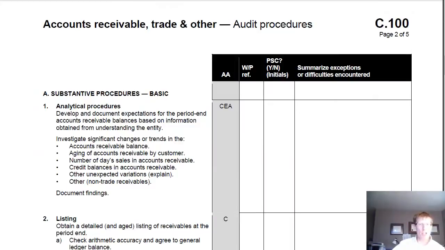Here we are on the second page, and now we're actually getting to our substantive audit procedures. Now these are our basic audit procedures, and let's just kind of run through these to make sure that you understand or get a feel for the types of procedures that you'll be performing. Our first procedure here is an analytical procedure, and it basically says develop and document an expectation at the period end of the accounts receivable balance. So we'll compare those expectations against our actual results, and we'll investigate any significant changes or trends in the accounts receivable balance, the aging of our accounts receivable by customer, and our accounts receivable turnover, as well as any credit balances in our accounts receivable. And then finally, we'll document these findings.